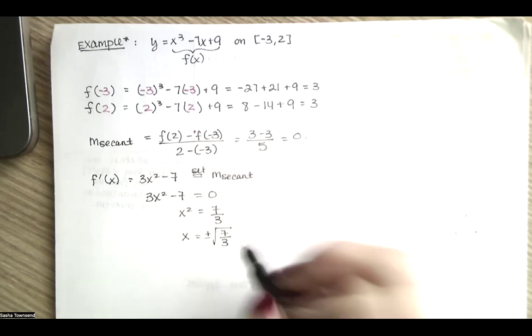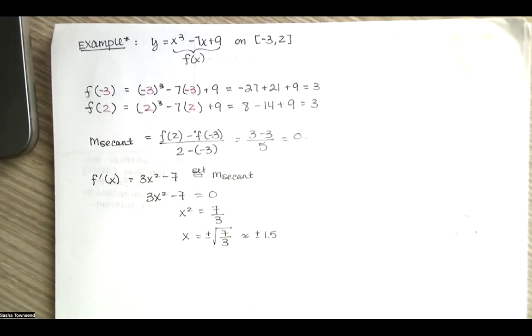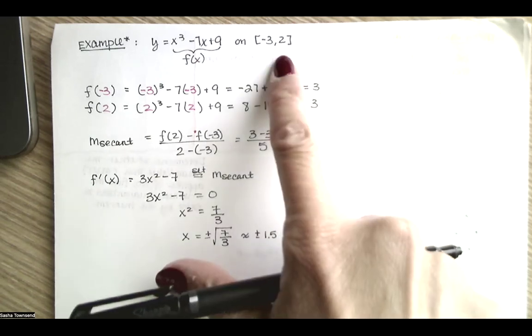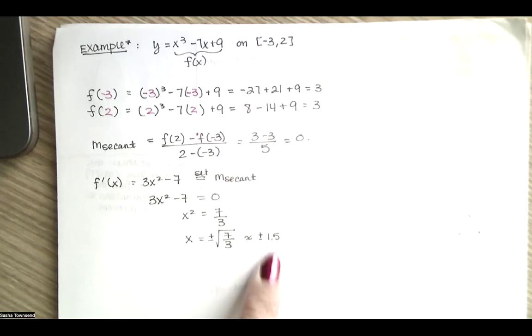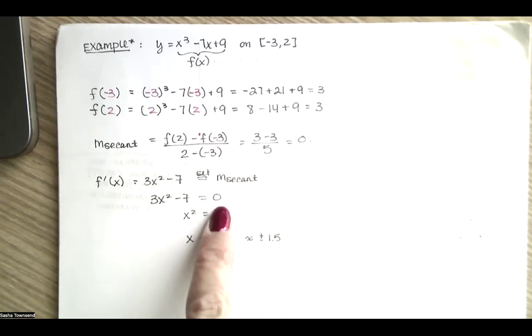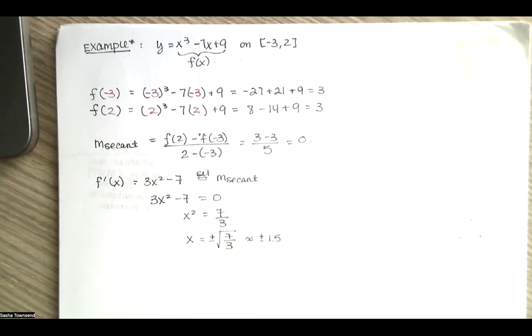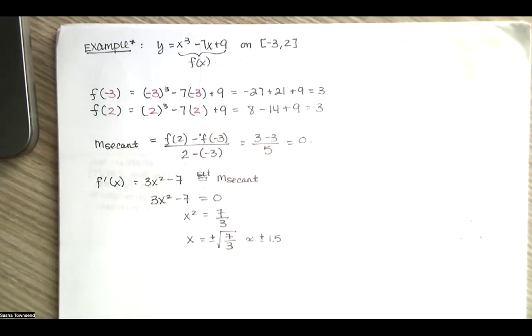We get two values, approximately plus or minus 1.5. On this interval, we actually have both of those x values. So at both of those locations, the slope of the tangent line is equal to 0, which is equal to the slope of the secant line over the entire interval. But if we change those values, then what we get is something where the mean value theorem applies.